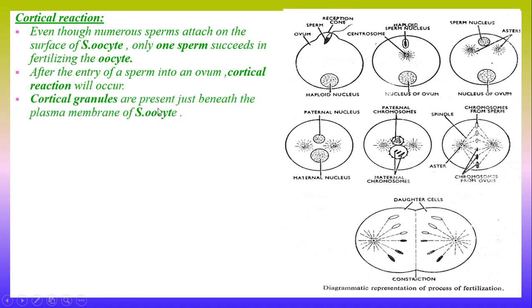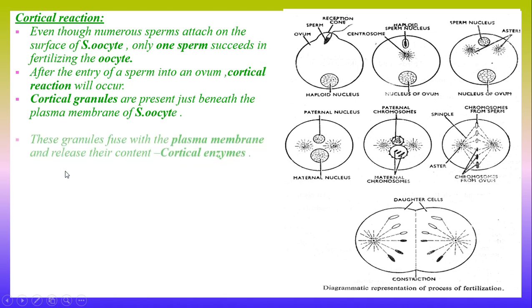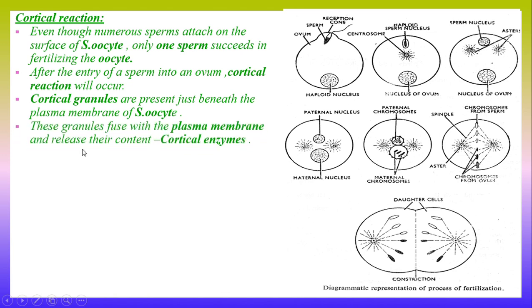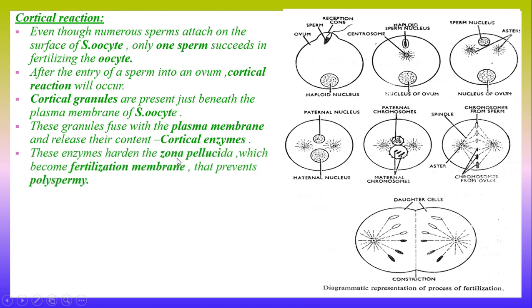Cortical granules are present just beneath the plasma membrane of the secondary oocyte, that are going to fuse with the plasma membrane and release the substance called cortical enzyme. Such cortical enzyme hardens the zona pellucida, which forms the fertilization membrane that prevents polyspermy. So polyspermy can be prevented by what membrane? Fertilization membrane. The fertilization membrane எப்படி form ஆச்சு? By the union of zona pellucida with the cortical enzyme secreted by the cortical granules.